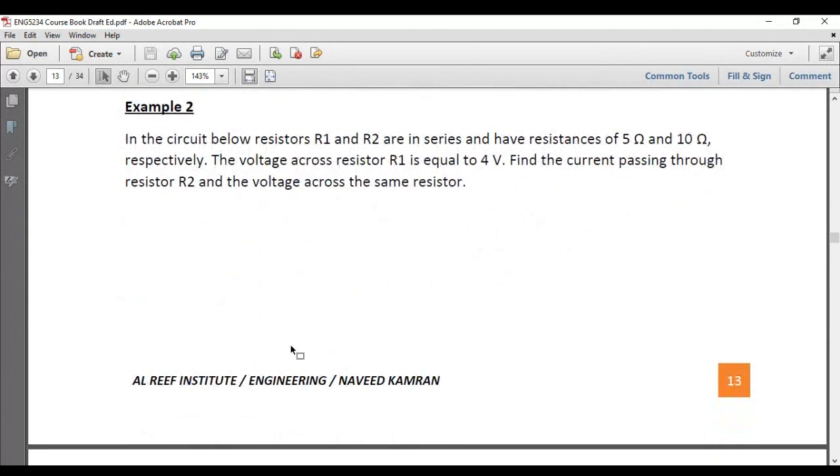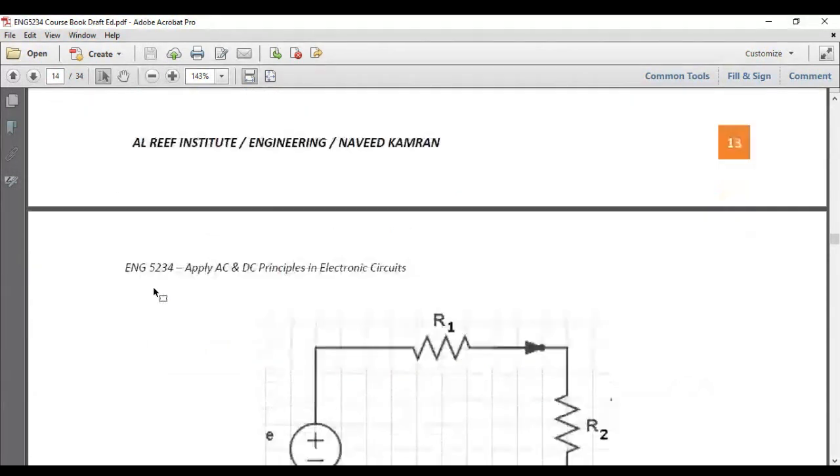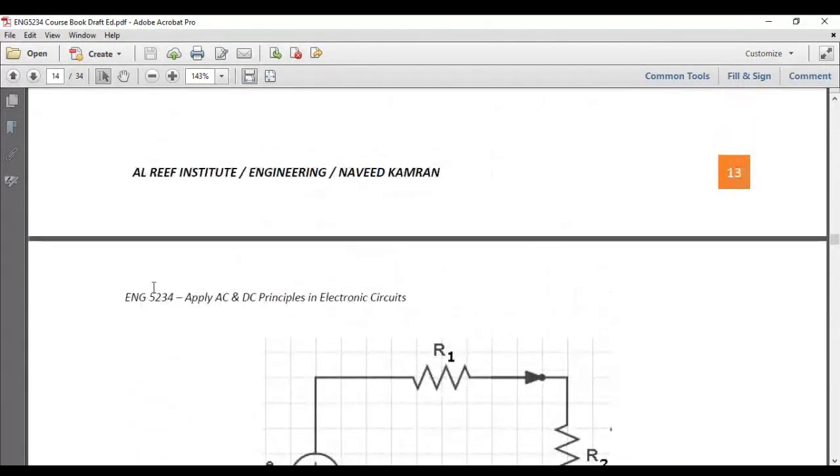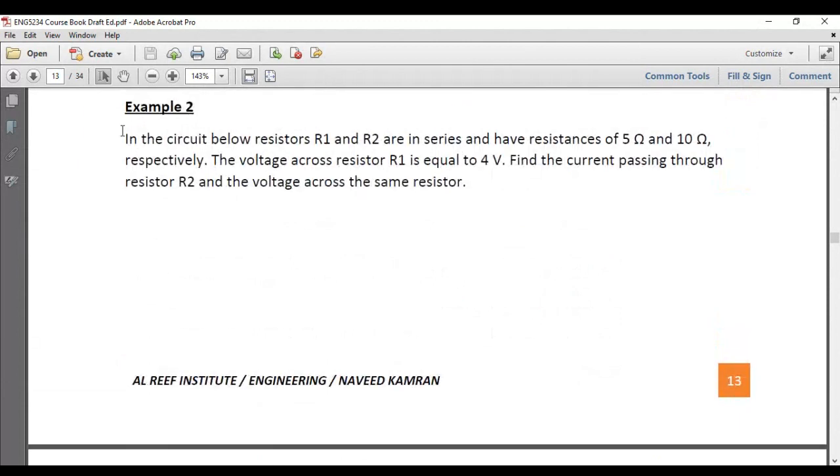Whenever you are dealing with numerical problems, it is good practice to make a list of what you know and what you have to find. If you do it like that, there are chances that you will not make any mistake.